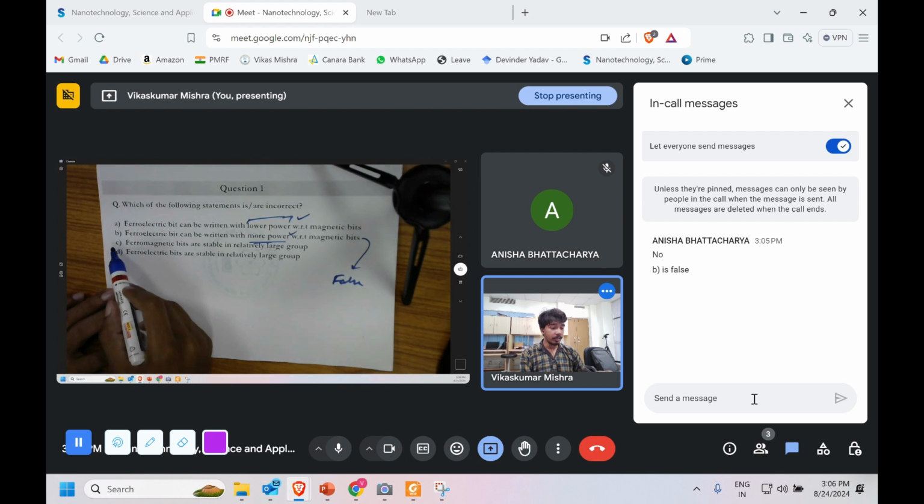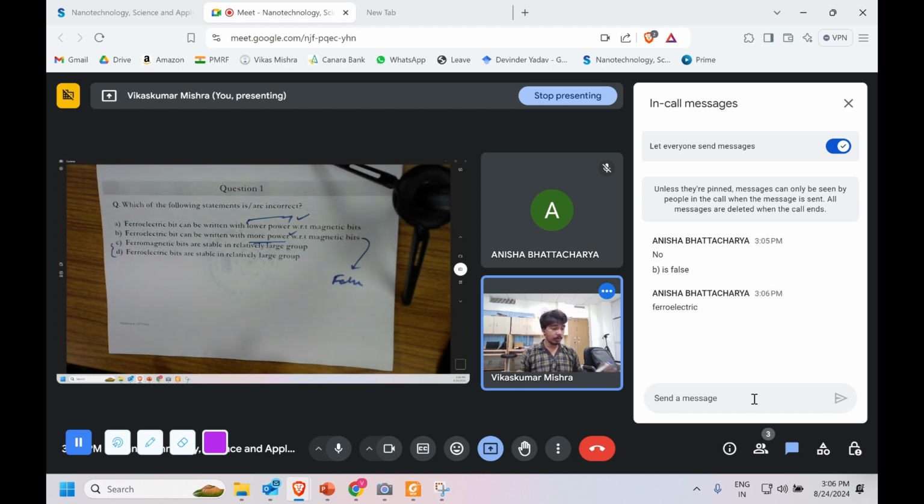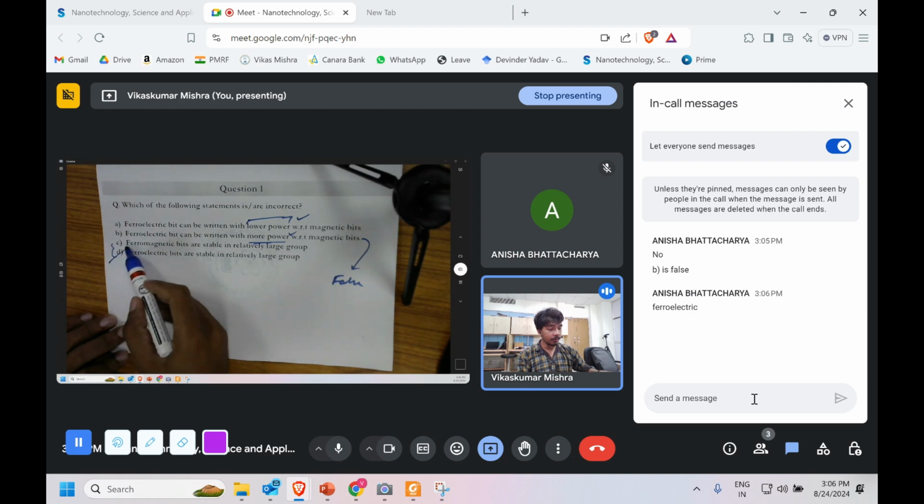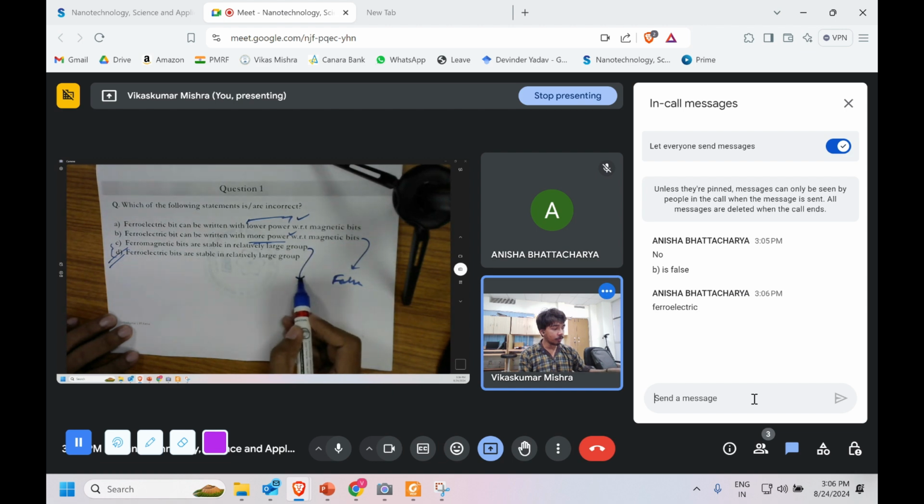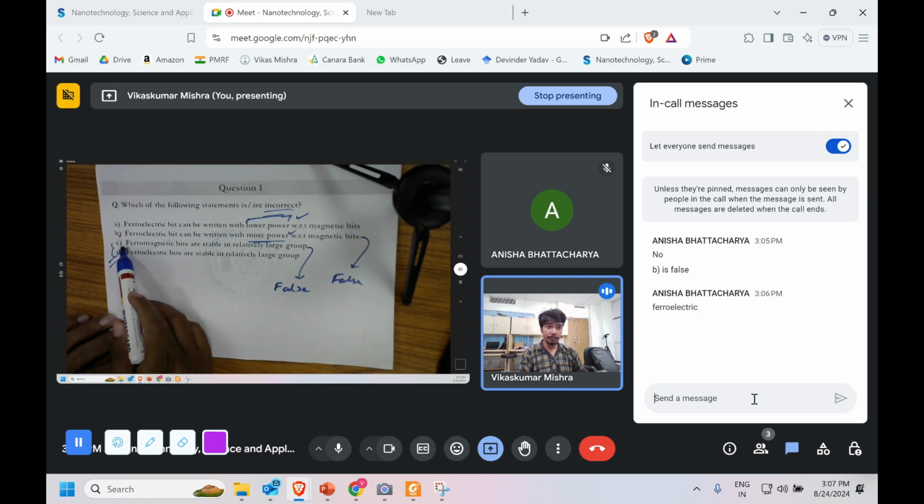And what about C and D among these two? Ferromagnetic bits are stable in relatively large groups. Ferroelectric bits are stable in relatively large groups. Which one of them will require a large group of atoms or more grains for it to be stable? That is the question. The ferroelectric one will require the large number, right? So in that case we can see that option D is a correct one. The ferromagnetic one will require the large number. No, this is again false. So we can say the incorrect answers were B and C.